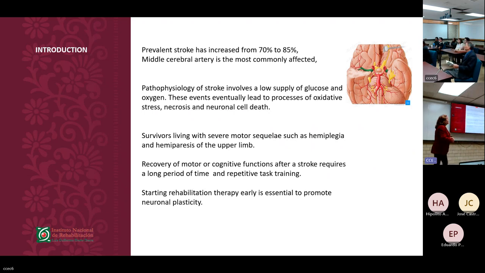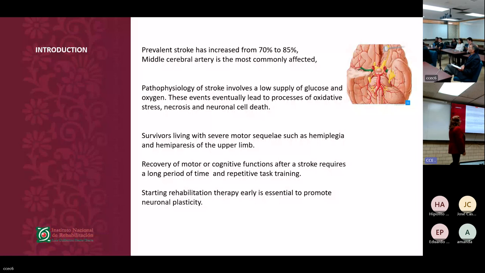Stroke is an illness that has increased from 70 to 85% actually. The middle cerebral artery is the most commonly affected. The pathology of the stroke involves a low supply of glucose and oxygen. This event causes oxidative stress, necrosis, and neural death. And so the survivors live with severe sequelae, such as dysphagia and hemiparesis of the upper limb specifically. Recovery of motor or cognitive function after the stroke requires a long period of time and repetitive task training. Starting rehabilitation therapy early is essential to promote neural plasticity.